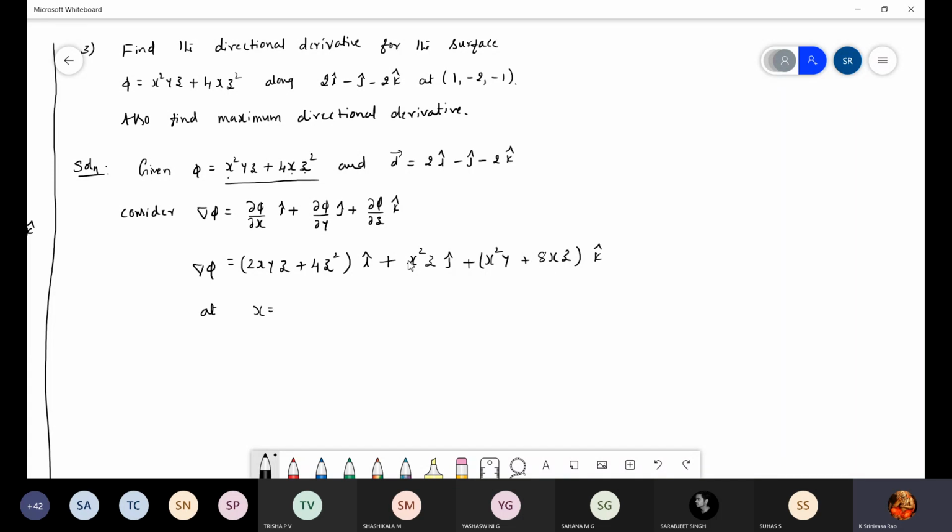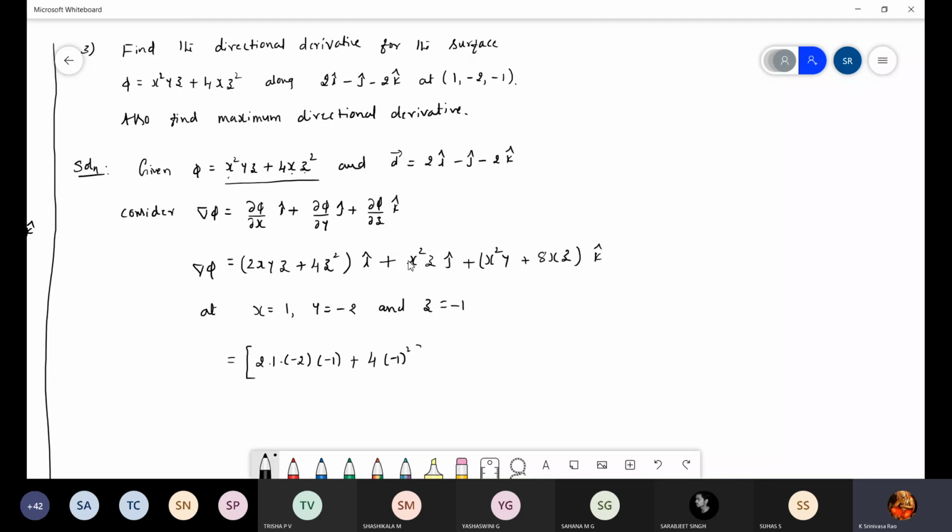Okay, so this is a very important step here. At x equals 1, y equals minus 2, and z equals minus 1. Since there is a negative number, you take one more step and we will simplify. Don't make any mistake here. While substituting negatives, it should be very perfect. Otherwise, we will go wrong.